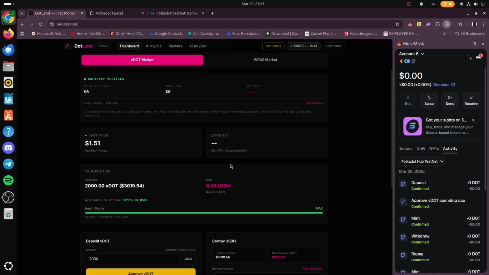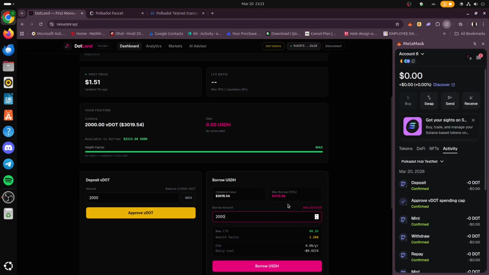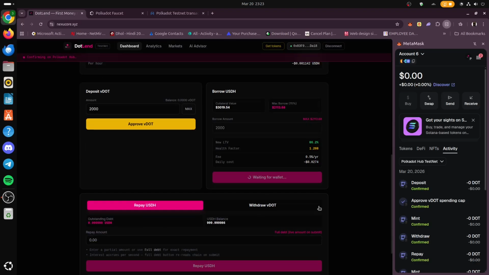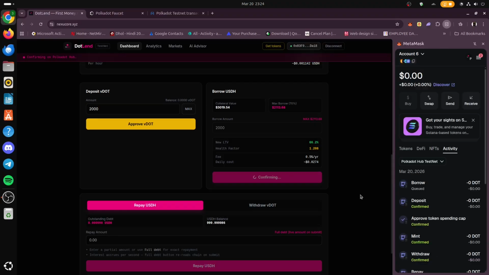Okay, so in liquidation phase, what happens is, see, if you have borrowed, let's first borrow, so it will be easy to understand. Let's borrow 2000. Since our max borrow limit is 2113.68, we will borrow 2000 USDH. Waiting for the transaction. Okay, let's confirm it. Okay, it got confirmed. Now you see your debt, and this liquidation price is around 1.25.